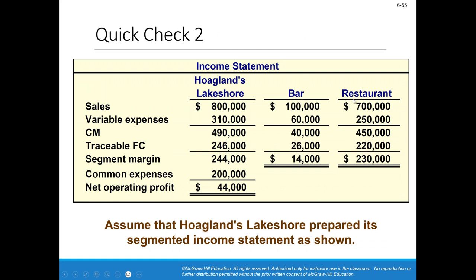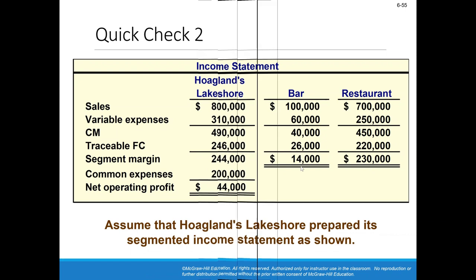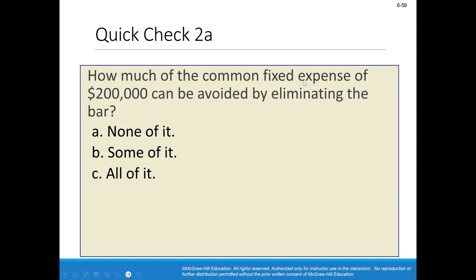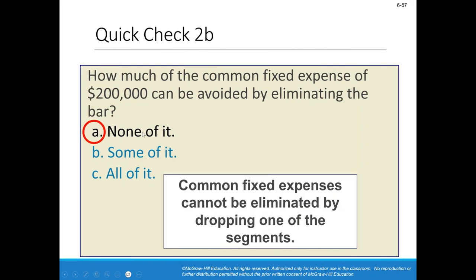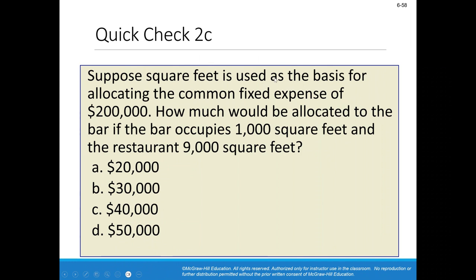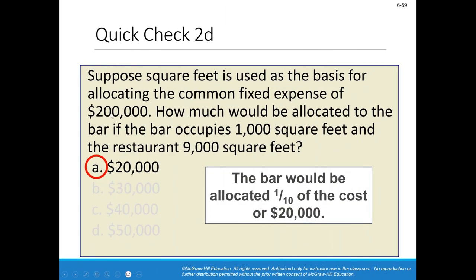So we're going to look at a bar and we're going to look at a restaurant. And according to this, the segment margin on the bar is 14,000 and on the restaurant 230,000. And so if we allocate these common expenses across these segments, we're probably going to look like we're not profitable. How much of the common fixed expense of 200,000 can be avoided by eliminating the bar? Well, none of it. So suppose square footage is used as the basis for allocating the common fixed expense of 200,000. How much would be allocated to the bar if it's 1,000 feet and the restaurant is 9,000 feet? So 10% of this would be $20,000.